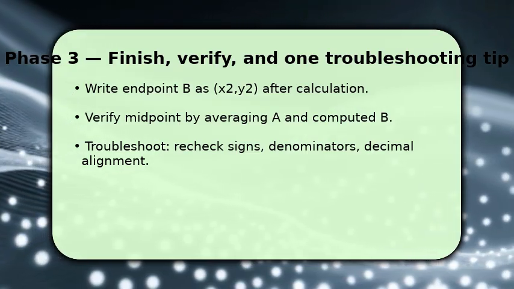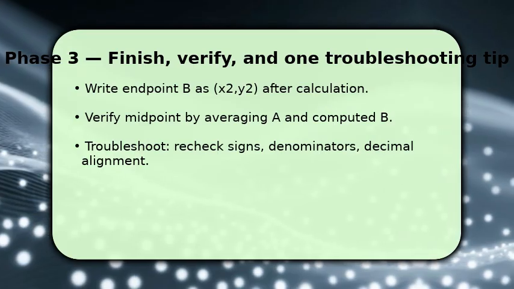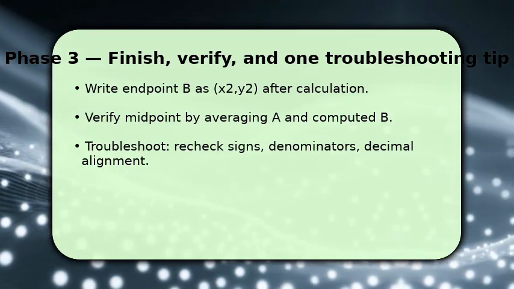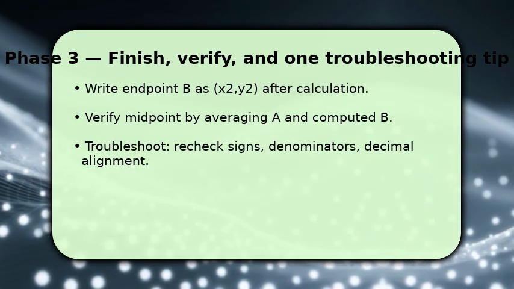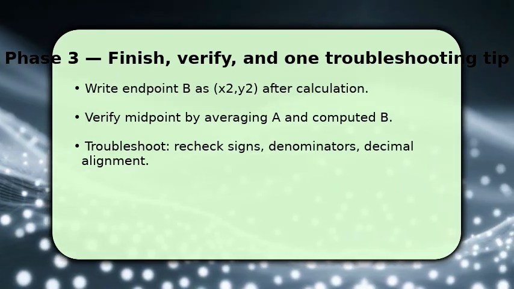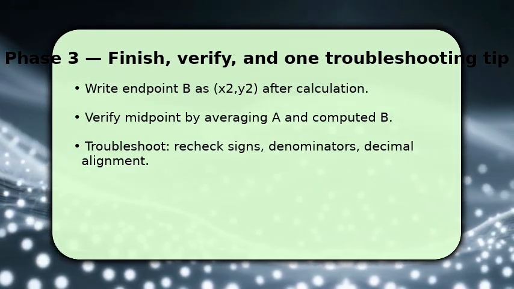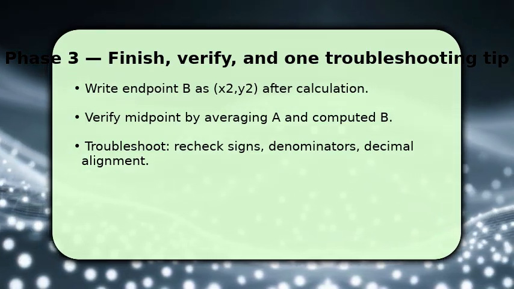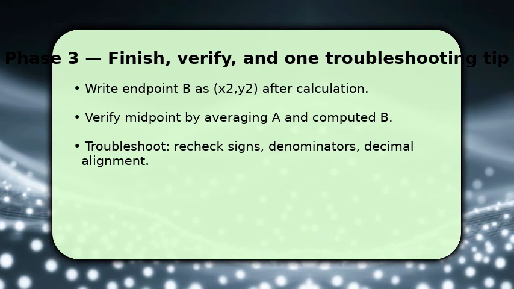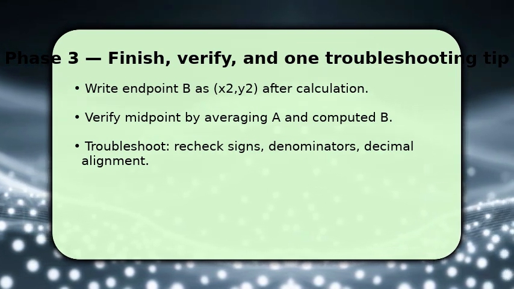If the midpoint doesn't match, recheck sign errors first, then denominators or decimal alignment. Those are the usual culprits. If you still disagree, compute with exact fractions instead of rounded decimals and repeat the check. This usually exposes the hidden arithmetic mistake.